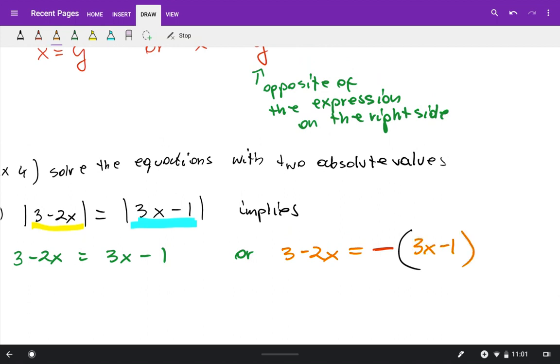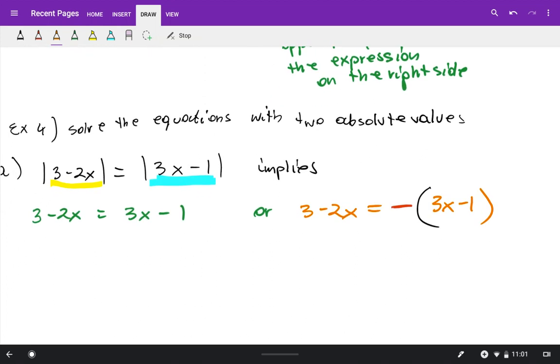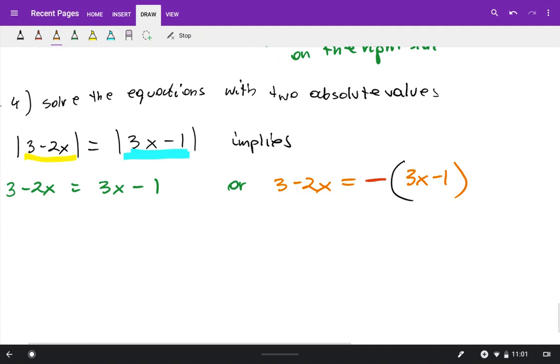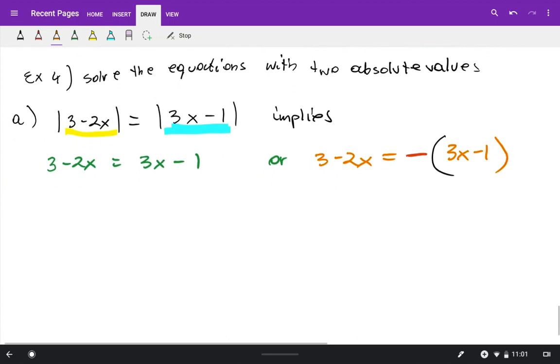So this is the difference, okay? The first equation you're just solving like you don't see absolute value. The second equation, you always put minus inside of the expression of the second absolute value. The rest is just solving.